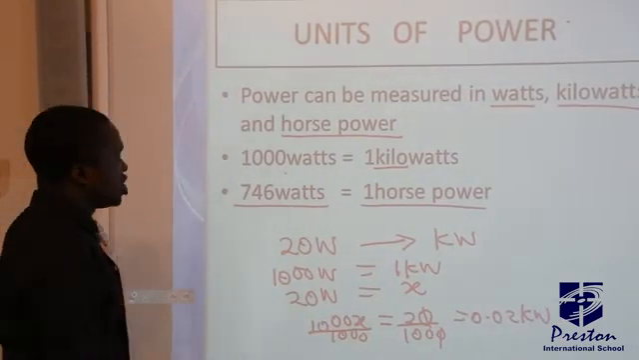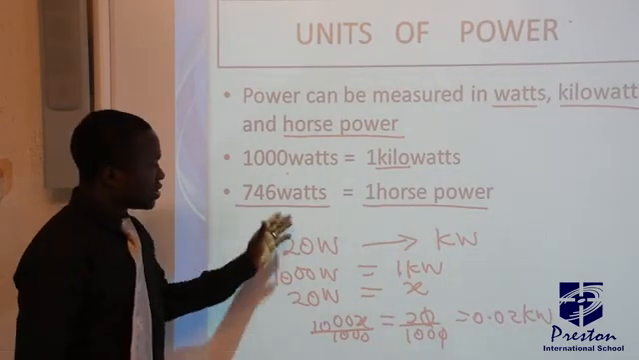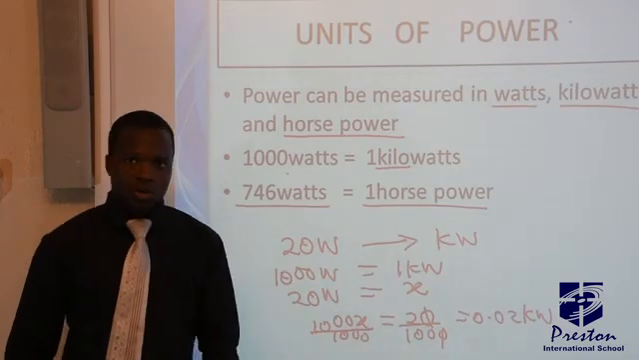Of course, you can also change watt to horsepower by following the same principle. That is, 746 watts is equal to 1 horsepower.